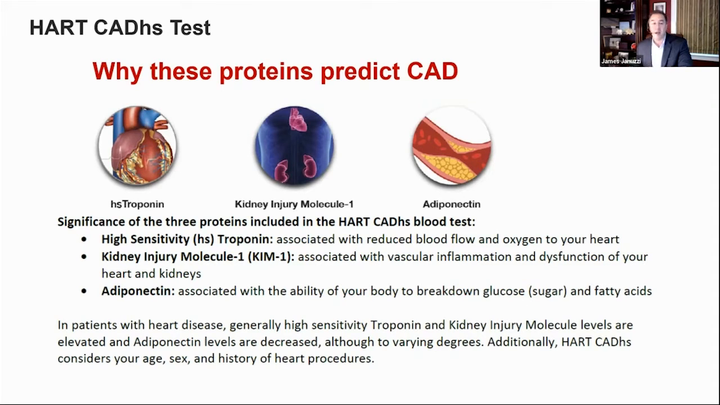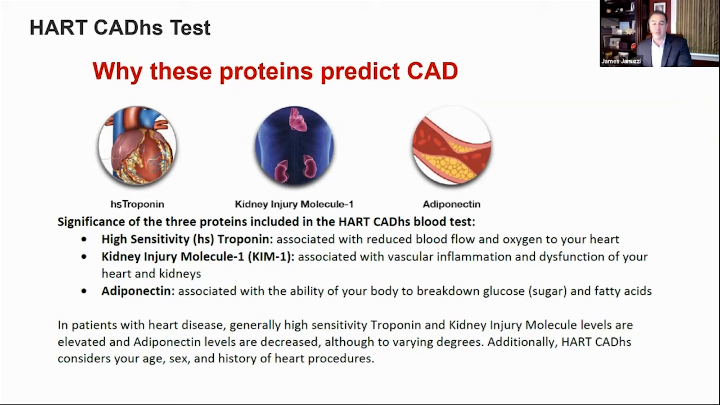The second marker, once again, is KIM1. I mentioned it earlier. KIM1 is associated with kidney disease, which itself is a risk for CAD, but also a risk for vascular inflammation. And lastly, adiponectin.